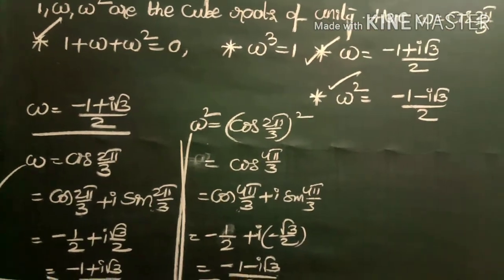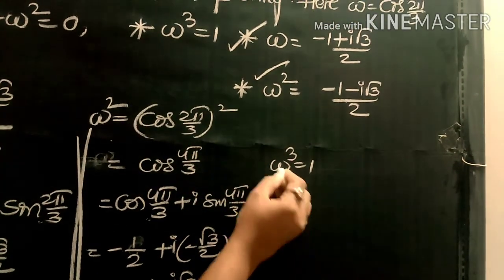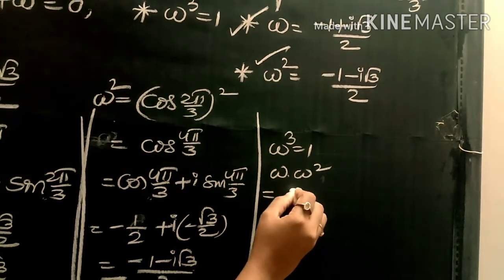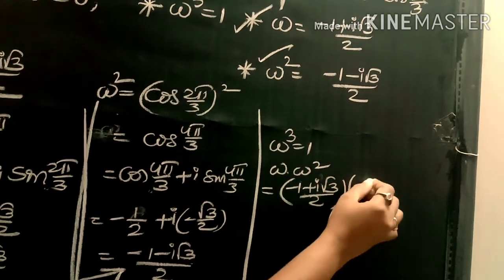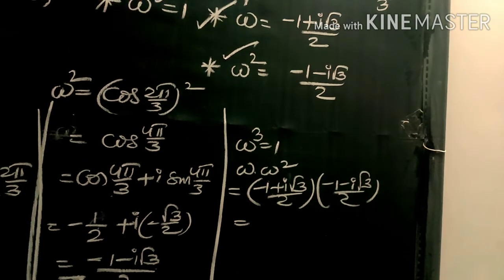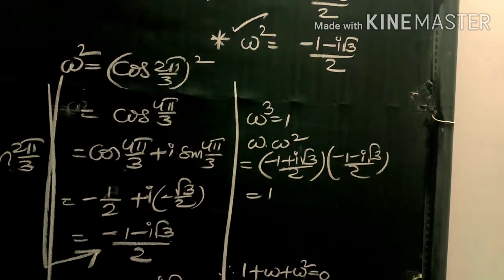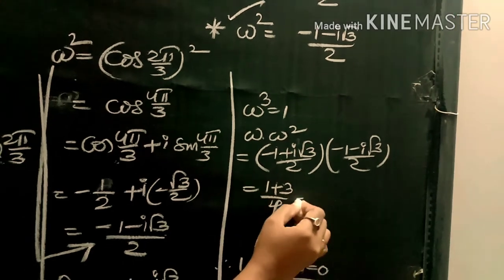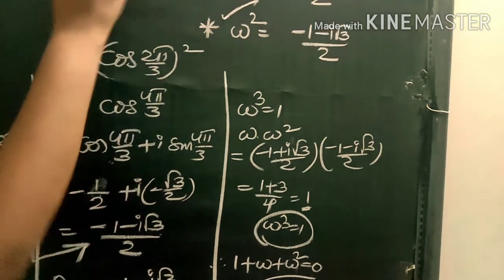Now coming to the last one, omega cube is equal to 1. Omega cube is taken as omega into omega square, and this is the omega value minus 1 plus i root 3 by 2 into the omega square value minus 1 minus i root 3 by 2. Applying the formula a plus b into a minus b, a square minus b square: minus 1 whole square is 1, minus i square root 3 whole square, that is plus 3, by 2 twos are 4, 4 by 4 equal to 1. Therefore, the value of omega cube is equal to 1, which is the last result.